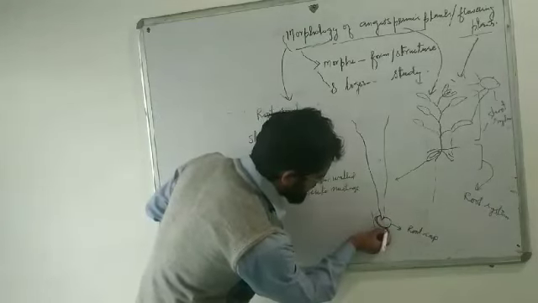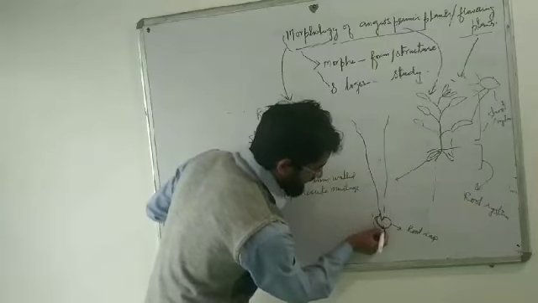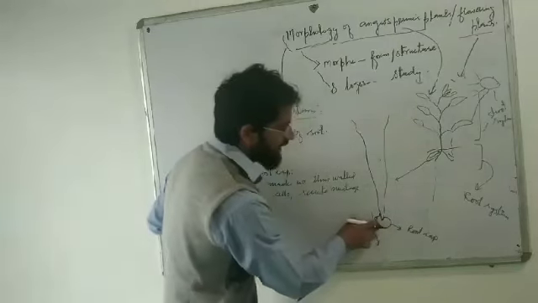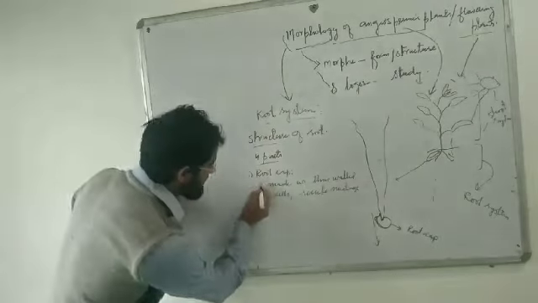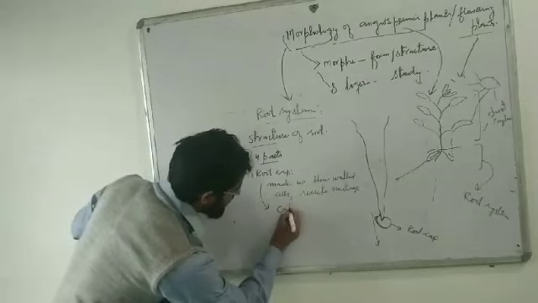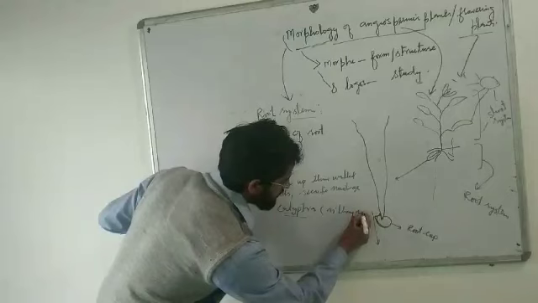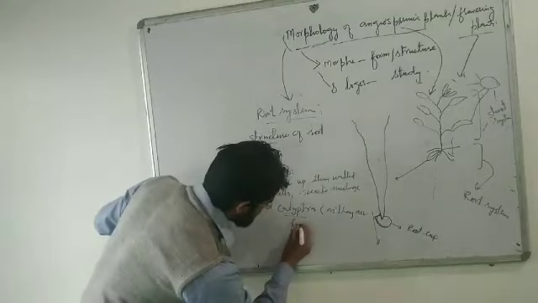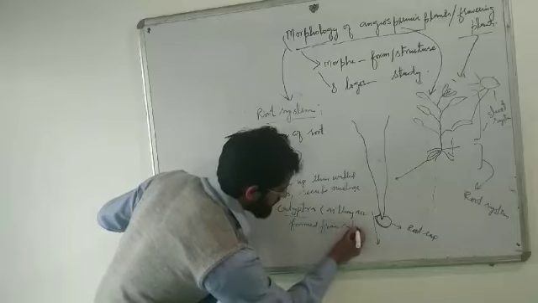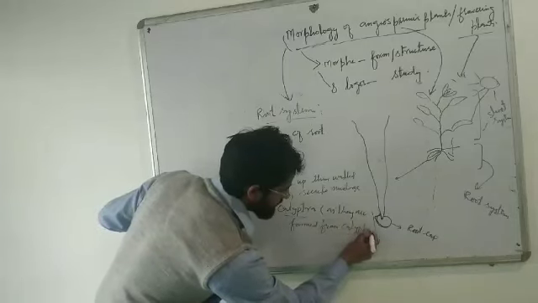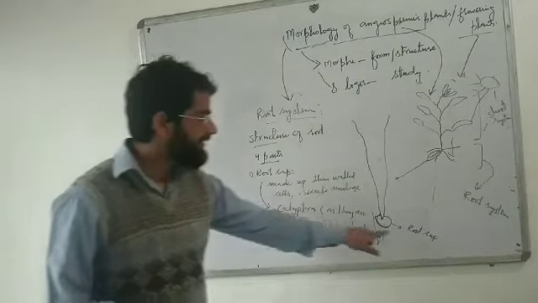That means this cap protects the growing apex of root. These cells get decayed, damaged, and later on formed again. This root cap is also known as calyptra. From calyptrogen, right? This is first part. What is it? Root cap.